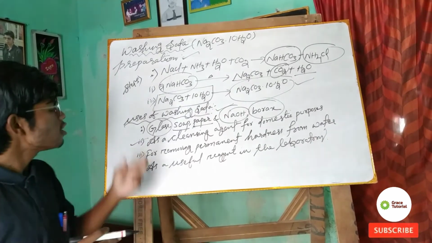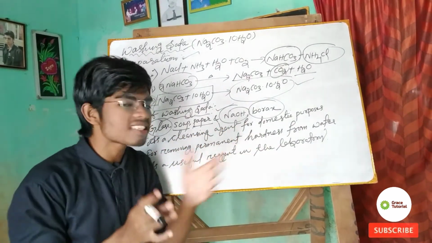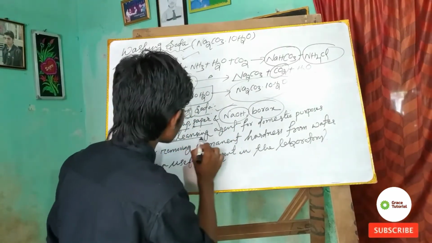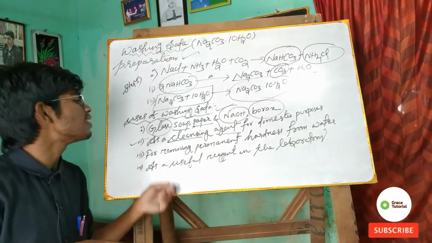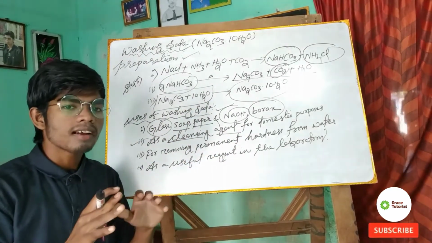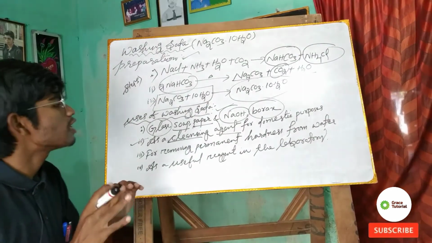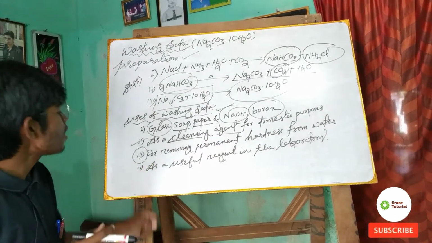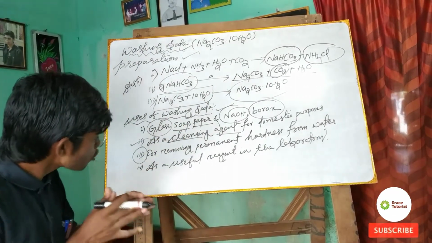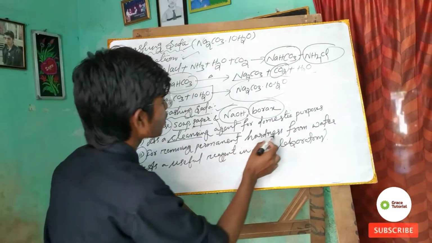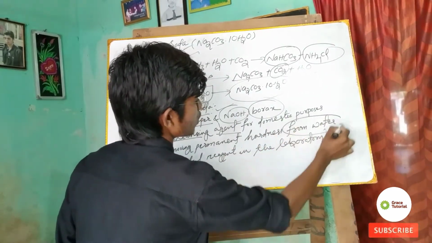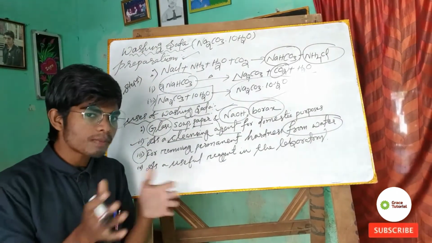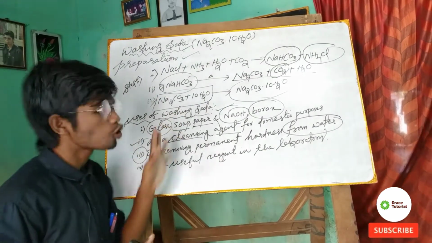Use number 2: it is used as a cleansing agent for domestic purposes. It is a very good cleansing agent for all the materials in the home. And the third use is that washing soda can be used for removing permanent hardness from water. That means for water which has hardness, we use washing soda to remove that hardness.